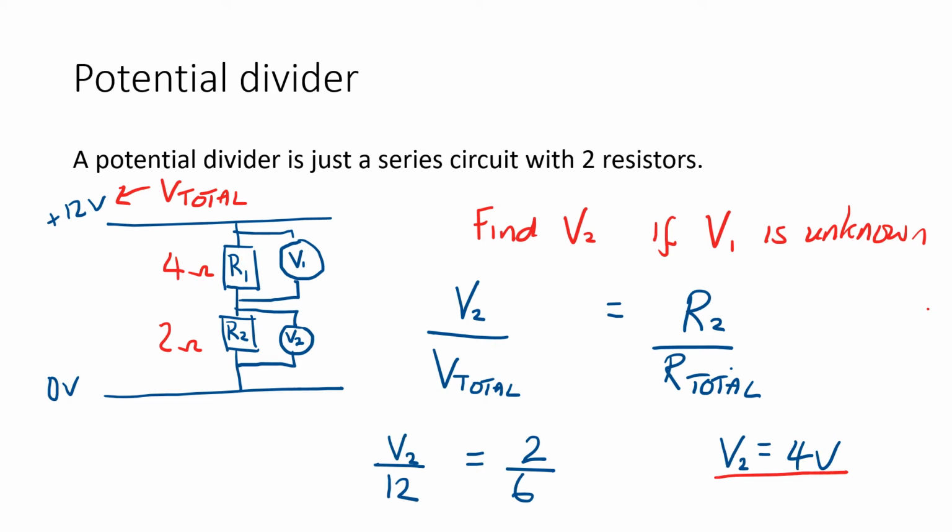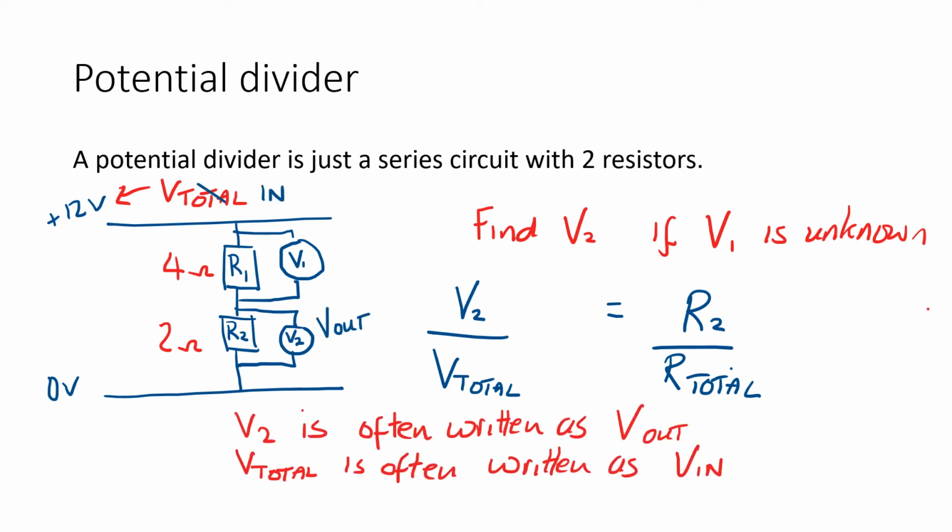So let's calculate V2 then. V2 over 12, which is our V total, equals 2 over 6, which is the total resistance. We can calculate V2 from that. V2 equals 4 volts.